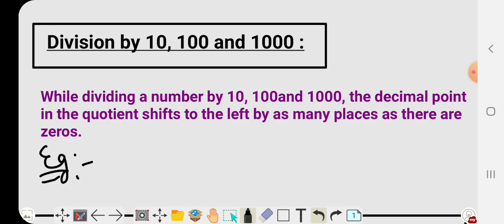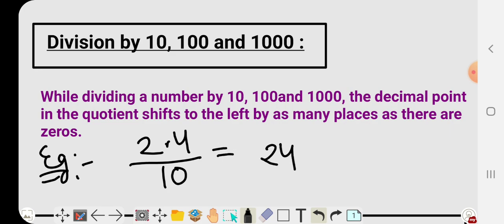You have to write all these concepts and examples, whatever I am writing here. There is a number 2.4, and you have to divide it by 10. So what will you get? This is the quotient, and the decimal will be shifted to the left. This is the left side, so it will shift one place left because there is only one 0 in the denominator.